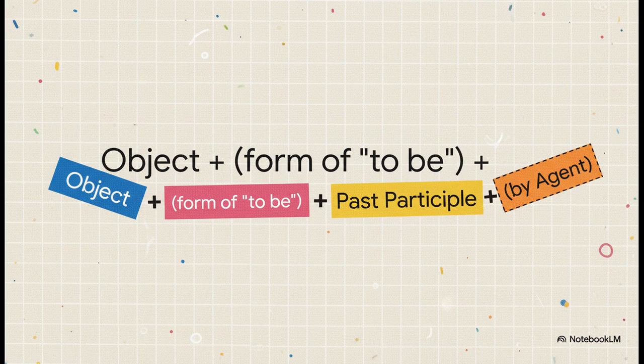So here's that whole thing laid out in one neat little formula. You've got the old object, plus a form of to be, plus the past participle. And see that little optional part at the end, the by phrase? That's where the original doer goes if you want to mention them. It's just like building with blocks, totally logical.